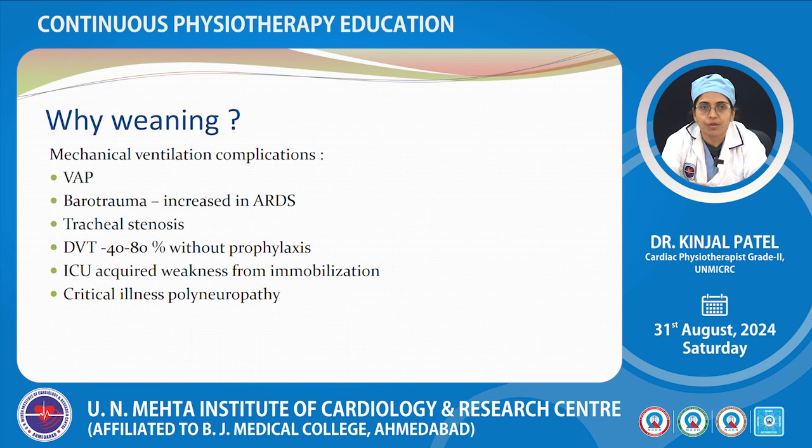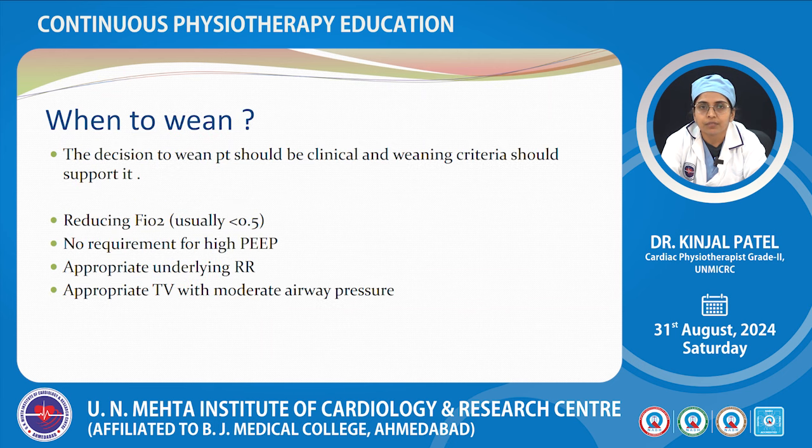Why is weaning most important? The mechanical ventilator complications: first of all, VAP, ventilator-associated pneumonia, then barotrauma, increased in ARDS condition, then tracheal stenosis, then deep vein thrombosis, 40 to 80% without prophylaxis, then ICU-acquired weakness from immobilization and critical illness polyneuropathy. When to wean?